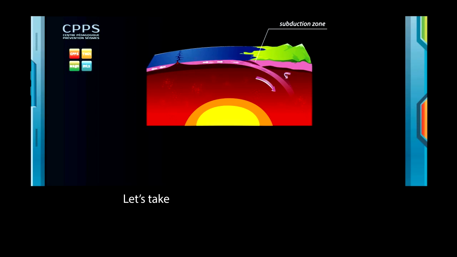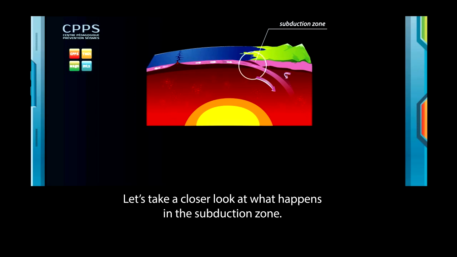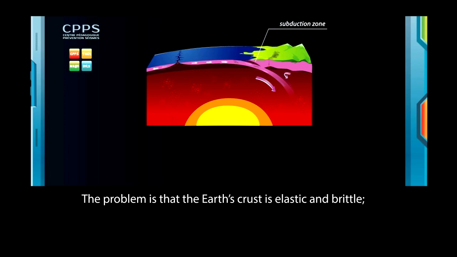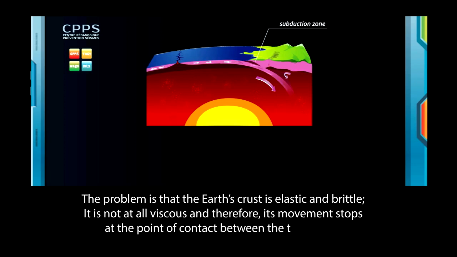Let's take a closer look at what happens in the subduction zone. Here the oceanic plate plunges under the continental plate. The problem is that the Earth's crust is elastic and brittle. It is not at all viscous, and therefore its movement stops at the point of contact between the two plates.